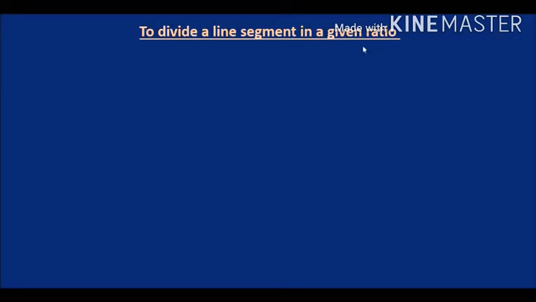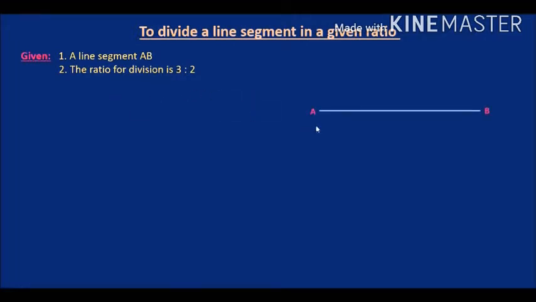So today's topic is to divide a line segment in a given ratio. Given is the line segment AB having a definite length, and you have to divide AB in the ratio 3:2. The ratio is given, which means you have to take a point in between A and B.